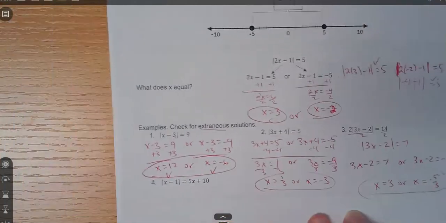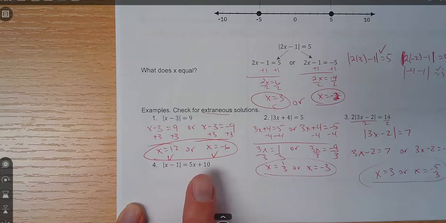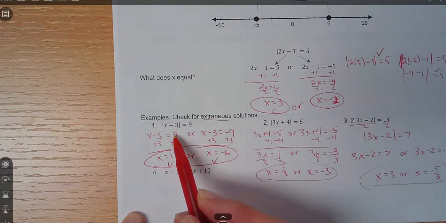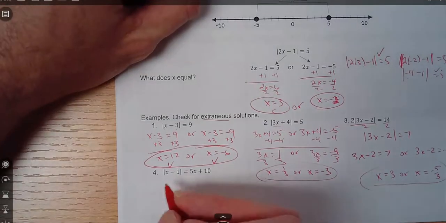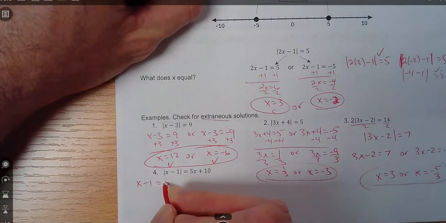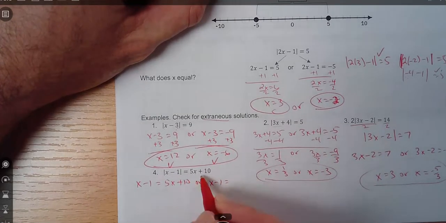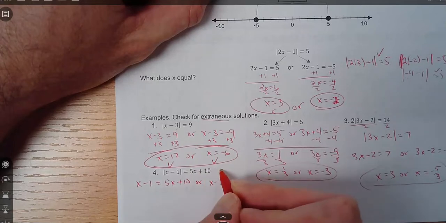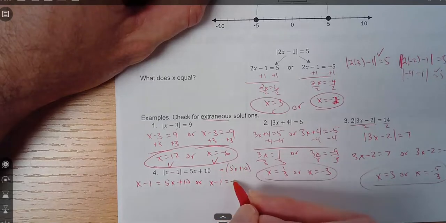Okay, a little bit different of a guy here, number 4. I got the absolute value, instead of equaling a number, it equals another expression. Well, we're going to do the same thing, though. I'm going to set this equal to that positive. I'm going to set it equal to the opposite of that. Because like up here, I set it equal to 9 and negative 9. Well, I'm going to set it equal to this and the opposite of this. So x minus 1 equals 5x plus 10, or x minus 1 equals the opposite of that. So if you think the opposite of this would be the opposite of 5x plus 10, that'd be negative 5x minus 10.